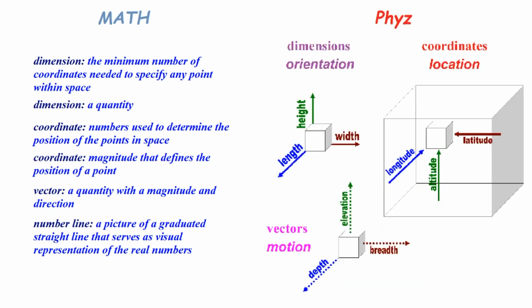Okay, and so here you see it illustrated. You see the difference between math and physics. In physics, you have length, width, and height for dimensions, and they're qualitative only. You have the so-called coordinates, and they're longitude, latitude, and altitude. And you have vectors, which are depth, breadth, and elevation. And you can see that vectors refer to motion, coordinates refer to location, and dimensions refer to orientation of an object. Dimensions are not coordinates, and coordinates are not vectors. They're all different notions, different types of concepts. And you can never mix one with the others.